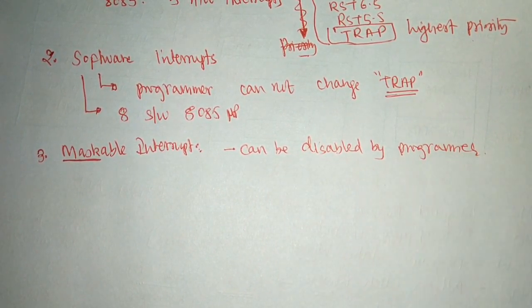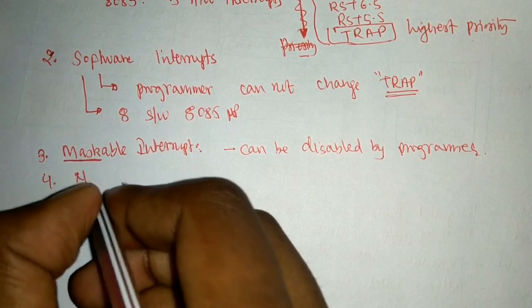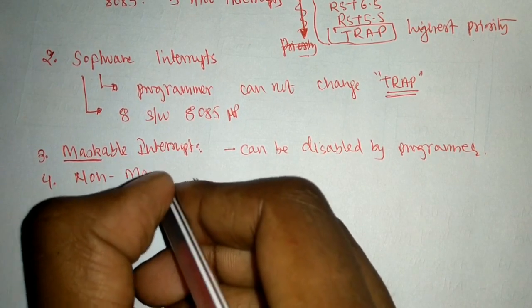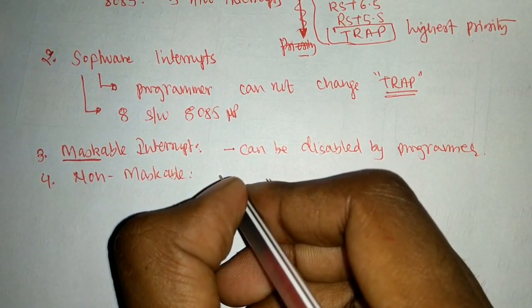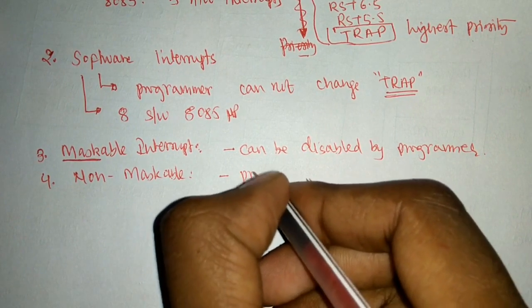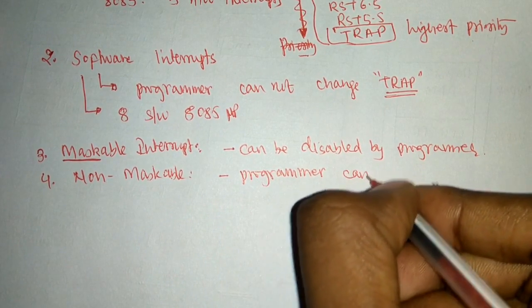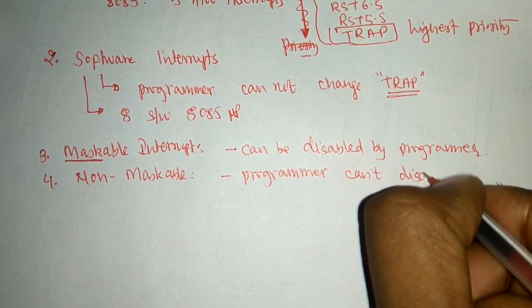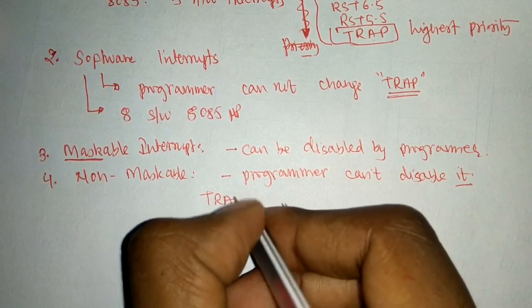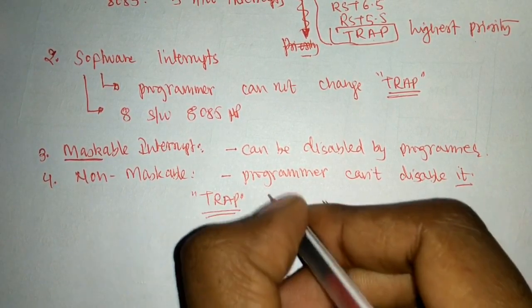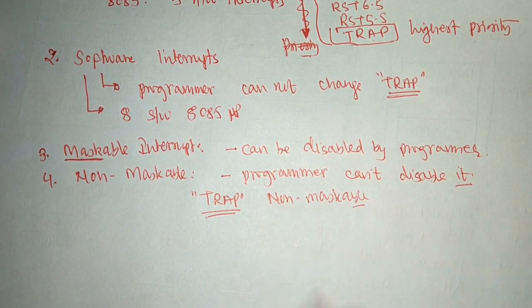Then naturally we have a fourth category, that is non-maskable. Non-maskable means the programmer cannot alter it or disable it. We have already discussed that TRAP is our non-maskable interrupt. The programmer cannot disable a TRAP interrupt.